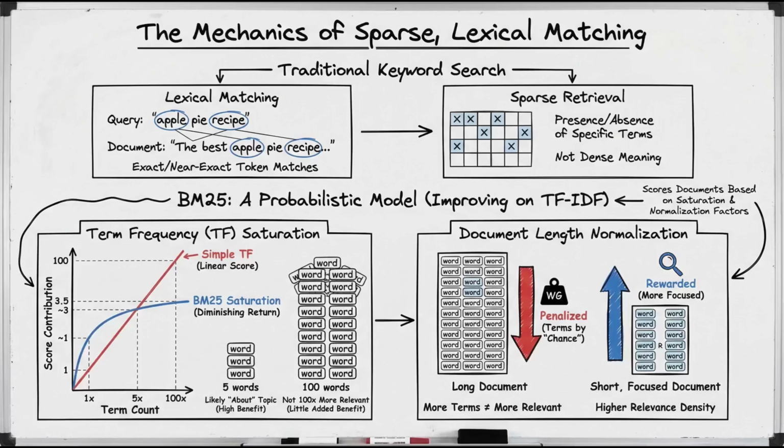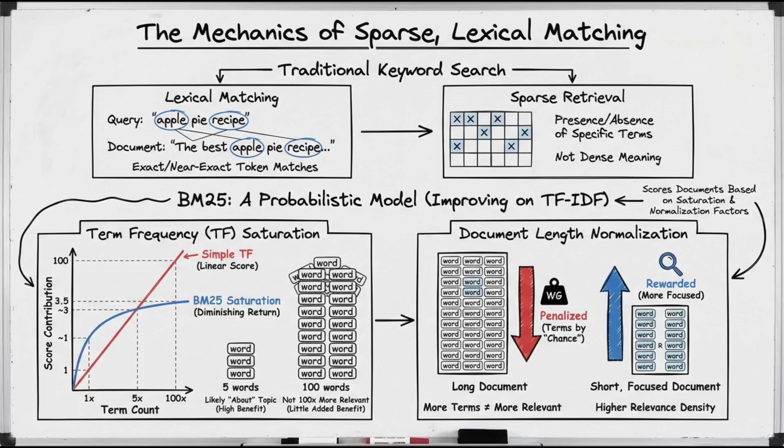Let's dive into the mechanics of sparse lexical matching. At its core, traditional keyword search relies on identifying exact or near exact matches of the words or tokens within your query. We call this sparse retrieval because it focuses on the presence or absence of specific terms, rather than trying to map out the deeper continuous meaning behind them. The gold standard for this type of search is a model called BM25. It's a probabilistic tool that ranks documents based on how frequently your search terms appear, but it improves upon older methods by refining how it weighs those occurrences. It does this through two essential concepts, term saturation and document length normalization.